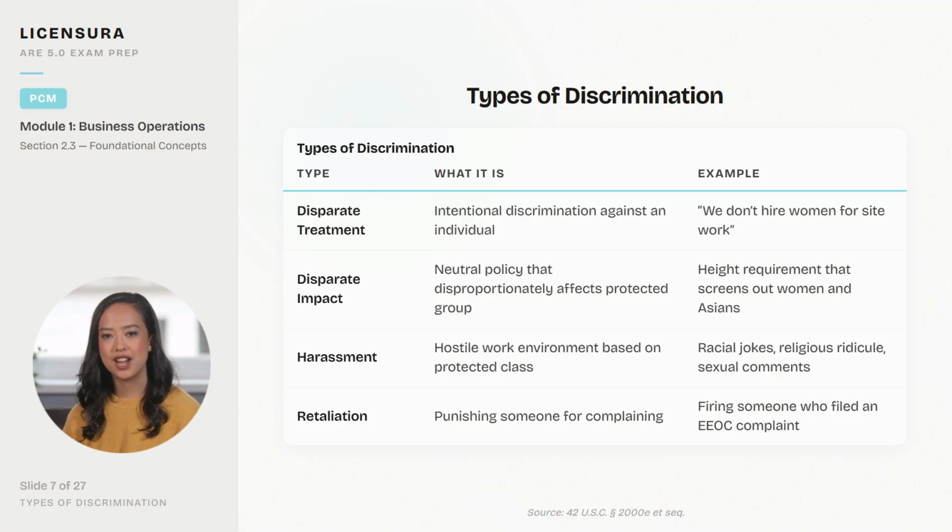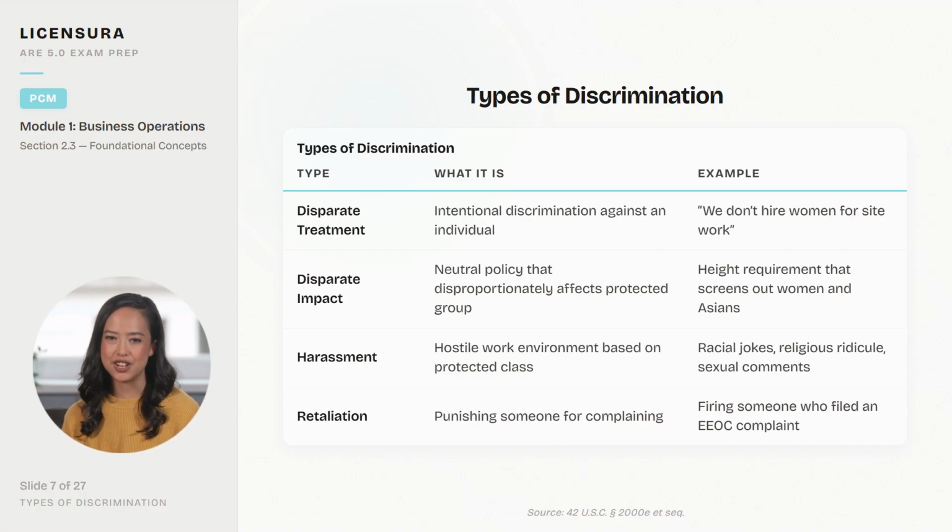Now, there are 4 types of discrimination you need to know. Disparate treatment is intentional, something like, "we don't hire women for site work." Disparate impact is trickier. It's a neutral policy that ends up disproportionately affecting a protected group, like a height requirement that screens out women and certain ethnic groups, even though it seems neutral on its face. Harassment creates a hostile work environment based on a protected class. And retaliation means punishing someone for complaining about discrimination.